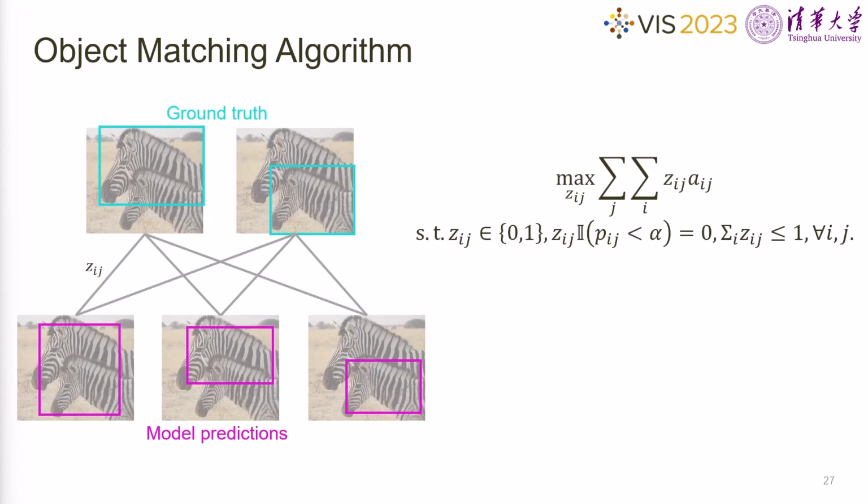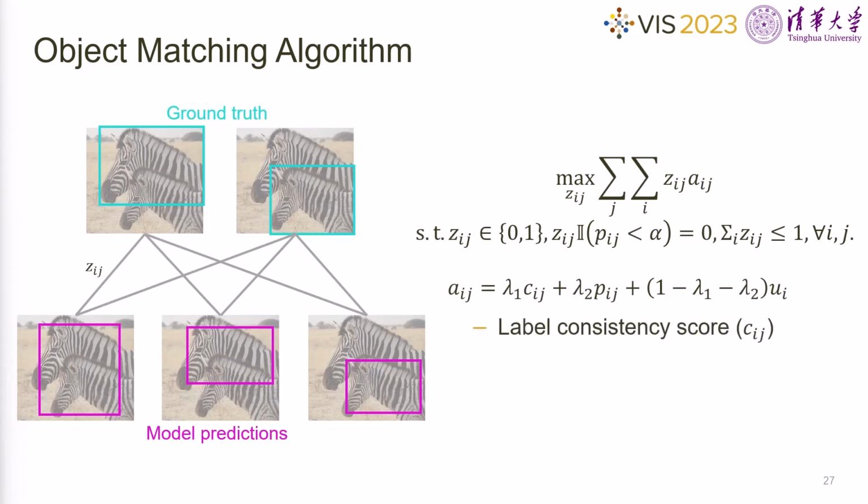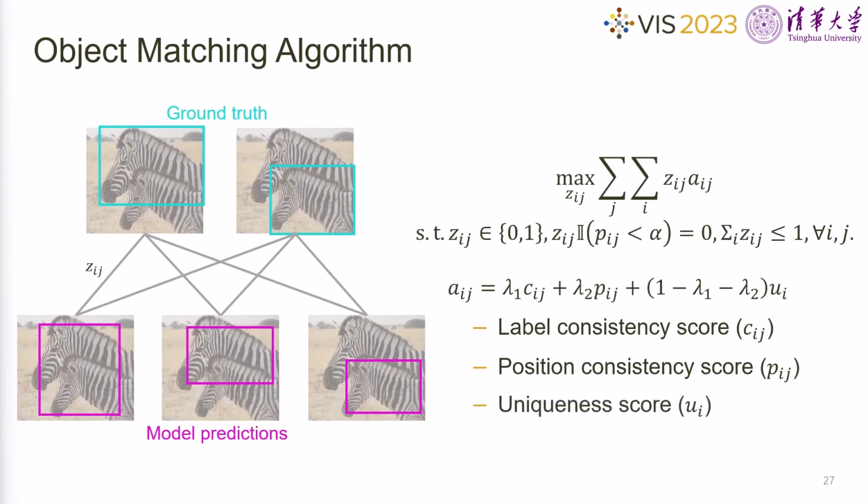Aij is the reward. It is defined as the weighted sum of 3 scores. Label consistency score encourages the matched prediction and ground truths to have the same label. Position consistency score encourages the matched prediction and ground truths to have a large overlap. Uniqueness score encourages the ground truth to be matched with one prediction. By optimizing the total assignment reward, we can obtain the matching results.